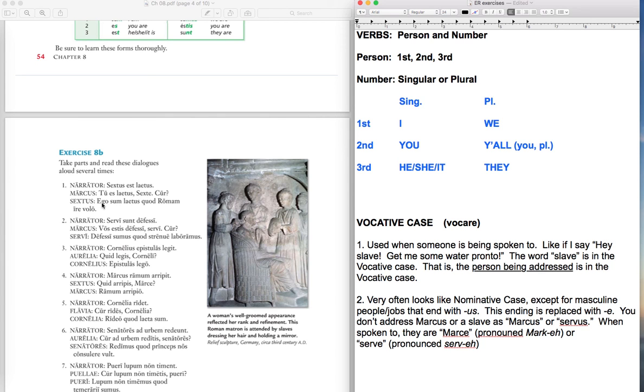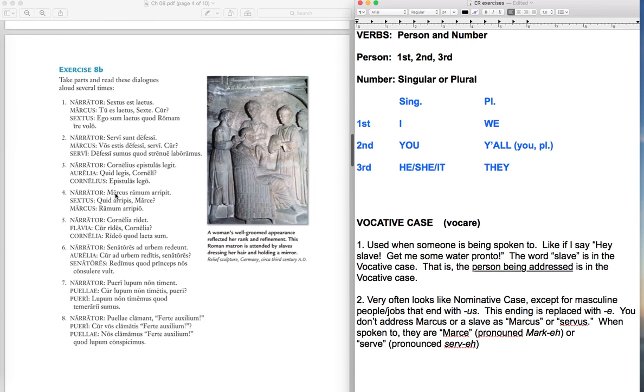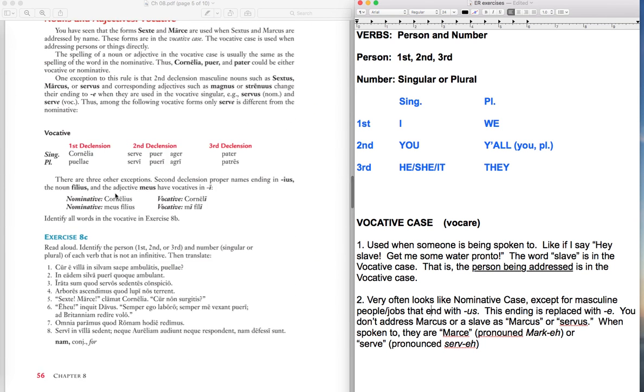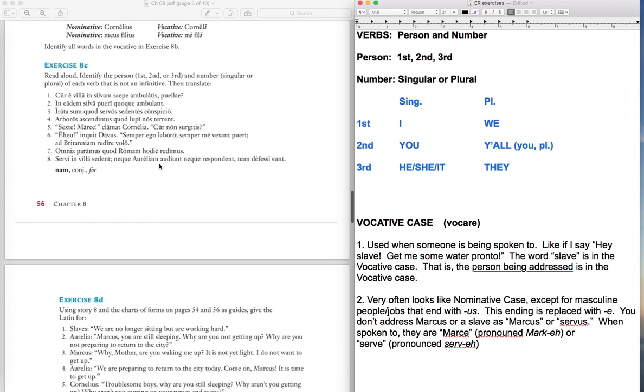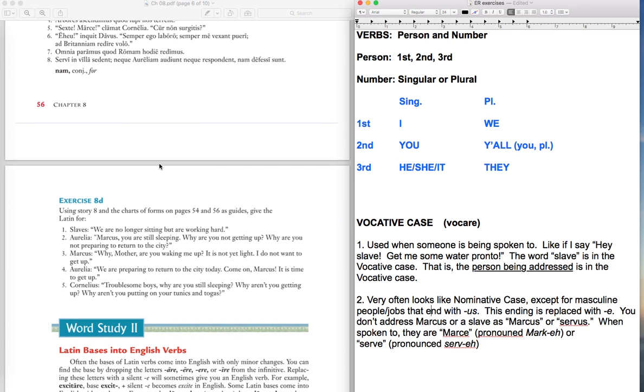And then Sextus says, "Ego sum laetus quod Romam ire volo." I am happy because I want to go to Rome. So I would really look at 8B and 8C. I think they're both very good practice. If you're just trying to get it done, then go ahead and do 8D. But I'm telling you from experience last year, people didn't seem to have enough real grounding in person and number in verbs, and that is just another critical thing. Like noun cases, verb person and number are going to be a new part of life. All right, so I would really look over 8B and 8C if I were you. 8D I will explain in the next video. Sorry for talking so long once again.